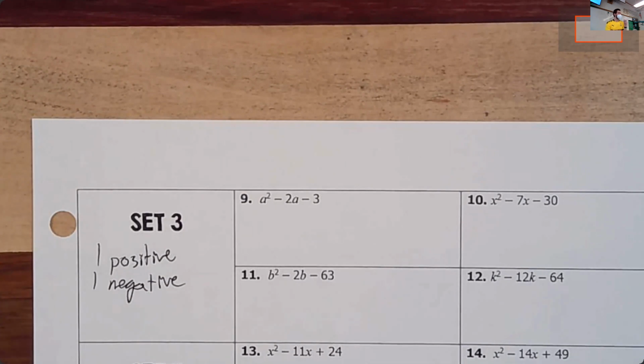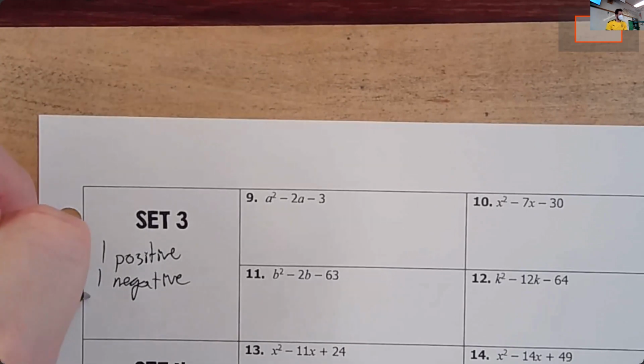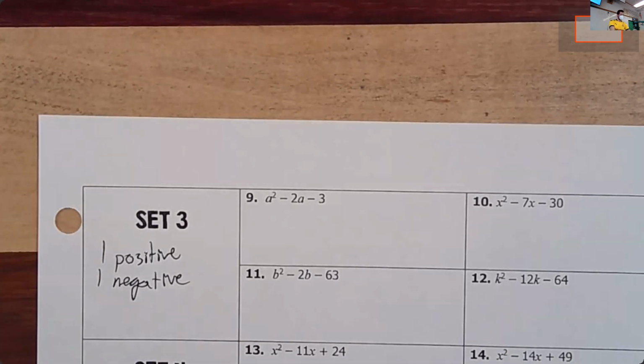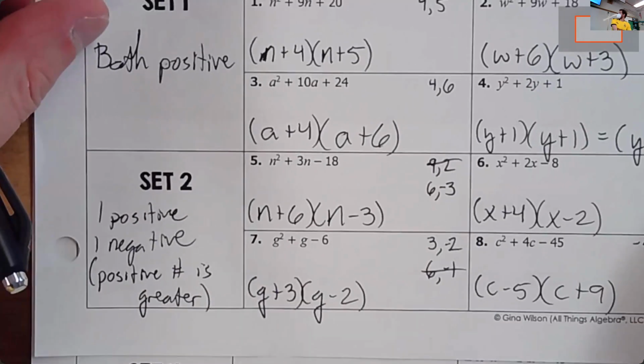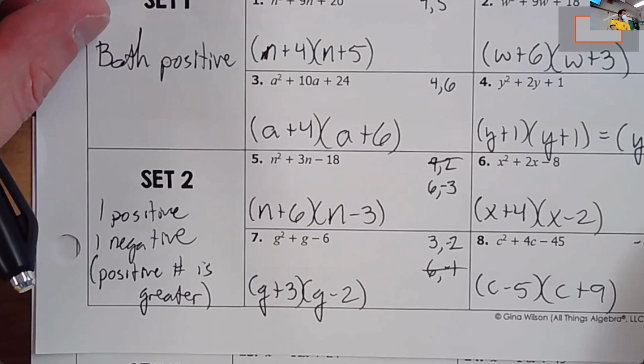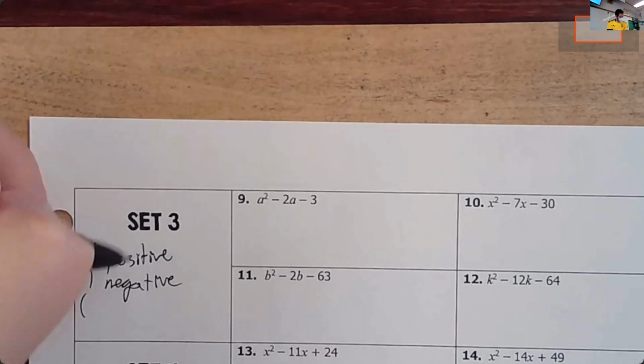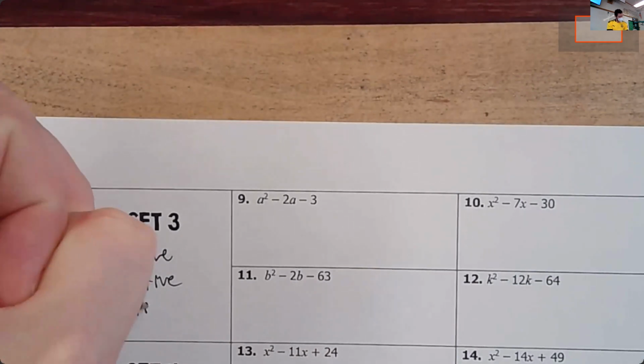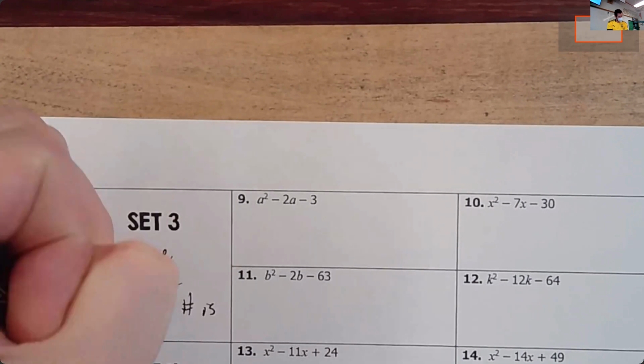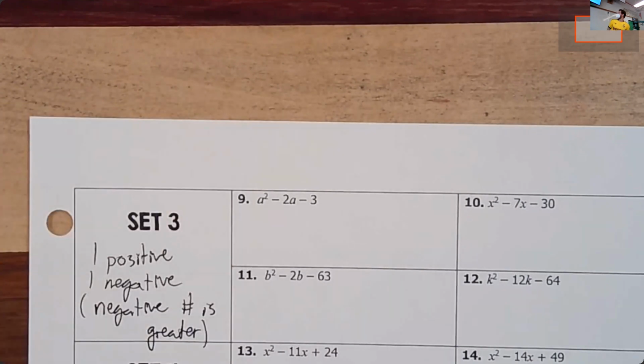What does that tell us about the two numbers? I'll give you a hint. We wrote this down for set 2. One positive, one negative. The positive is greater. So this one, the negative is greater. Yeah. So the negative number is greater. So when you add two numbers together, one's positive and one is negative, and the result is negative, that means that the negative value is the, quote, greater value. It's the furthest away from 0.